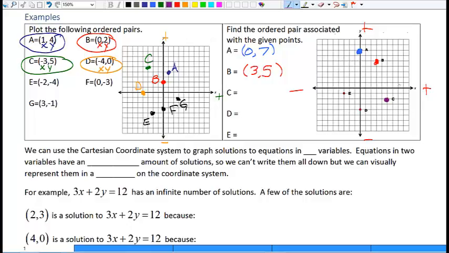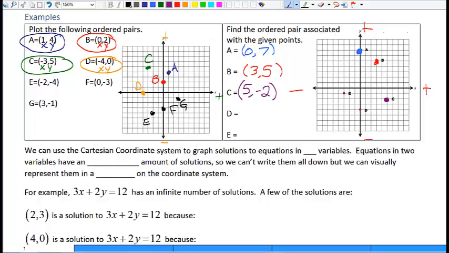Point C we'll do here in purple. So we are going from the origin right 1, 2, 3, 4, 5 to the right. And it looks like we're going to go down 2. So that would be a negative 2, because in the y direction, negative is down and positive is up.